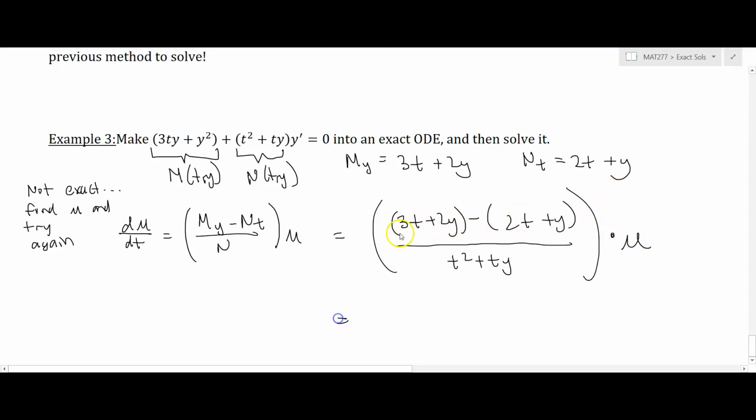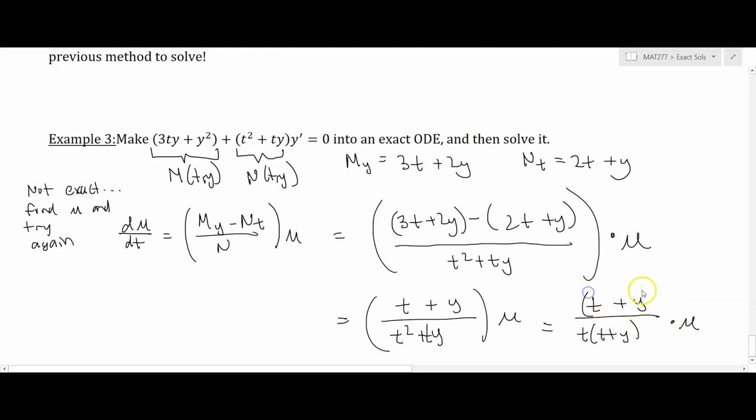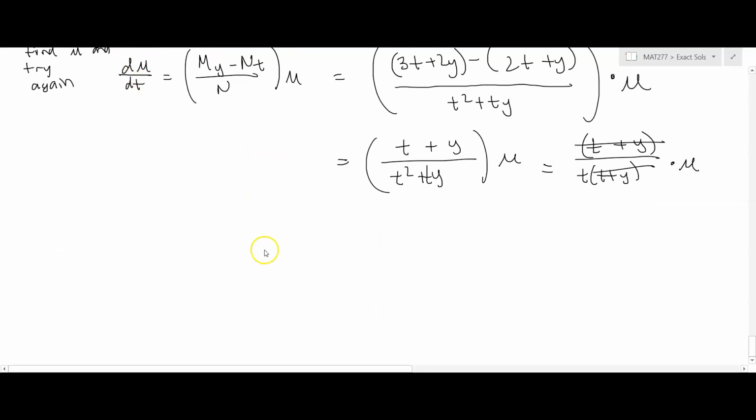Now we can do some reduction here on top. 3t minus 2t is t. 2y minus y is y, all over t squared plus ty. Wait a minute, this looks like I might be able to cancel something out. If I factor out a t from that denominator, then I'll have t plus y on top, t times t plus y on the bottom, and so these cancel out, and I'm just left with, what were we solving for? We were looking at d mu dt equals 1 over t times mu. And that's a separable differential equation.